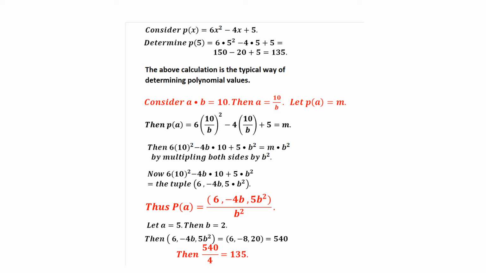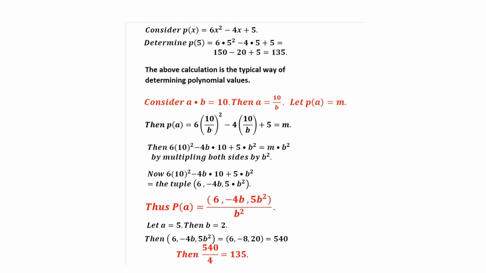We will now consider plugging in values for x and finding the value of a polynomial at those values. So we'll start off with a simple polynomial, 6x squared minus 4x plus 5. Now, P of 5, wherever you see x, you put 5, and we'll have 6 times 5 squared minus 4 times 5 plus 5. Add all those numbers up and you get 135, and that's a typical way of determining polynomial values if the polynomials are relatively simple.